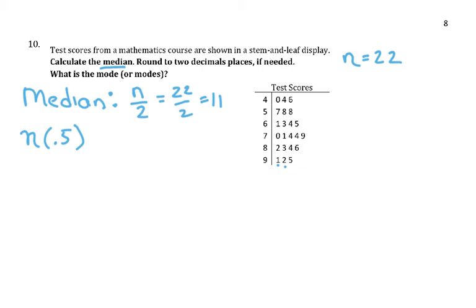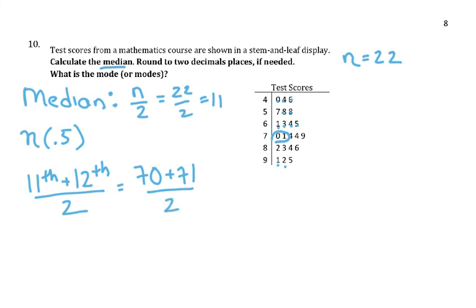So what does that mean? We want the 11th plus the 12th divided by 2. So find the 11th and 12th. 1, 2, 3, 4, 5, 6, 7, 8, 9, 10. Looks like right there. 70 plus 71 divided by 2, which is simply 70.5.